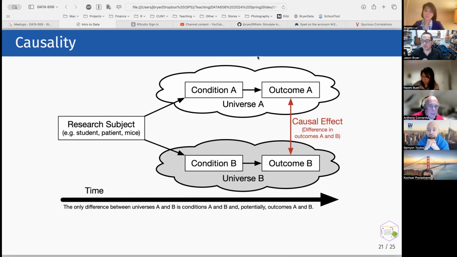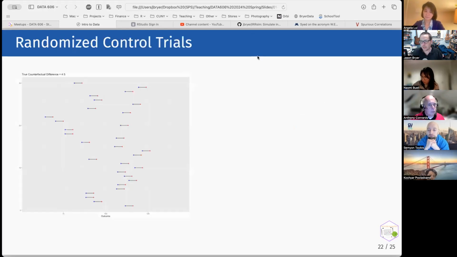That's what the randomized control trial is. So it is already a compromise. Let's look at it this way.